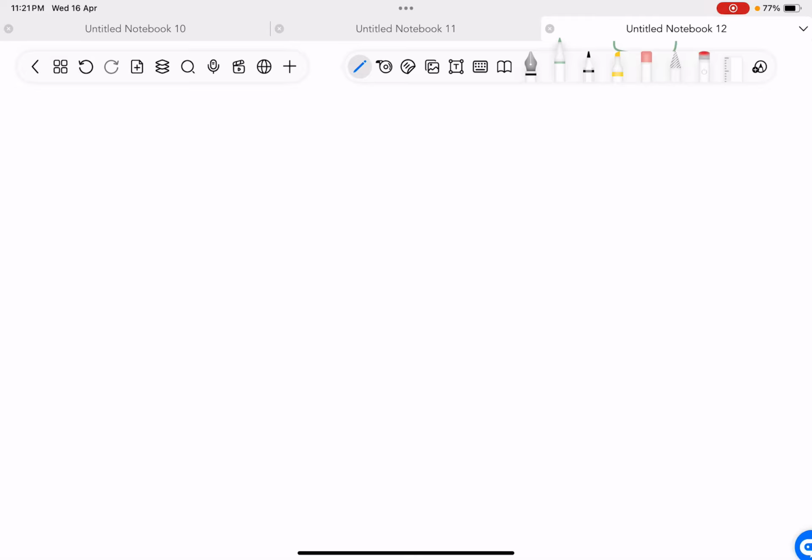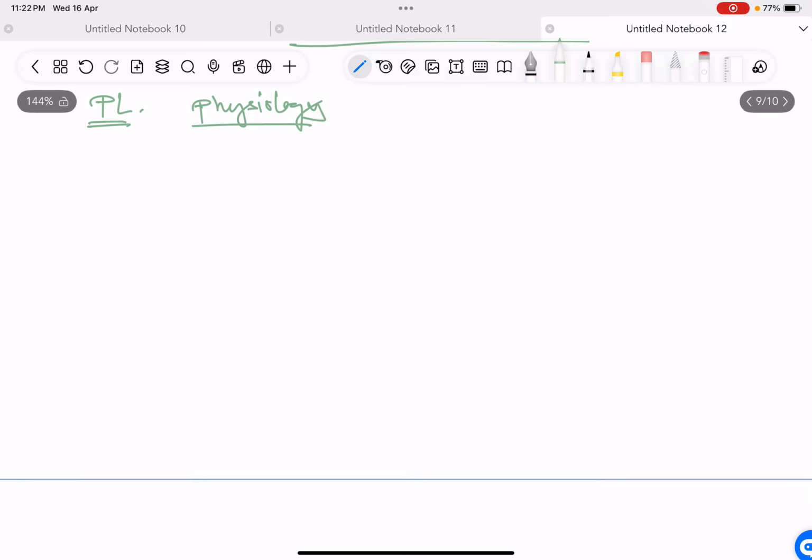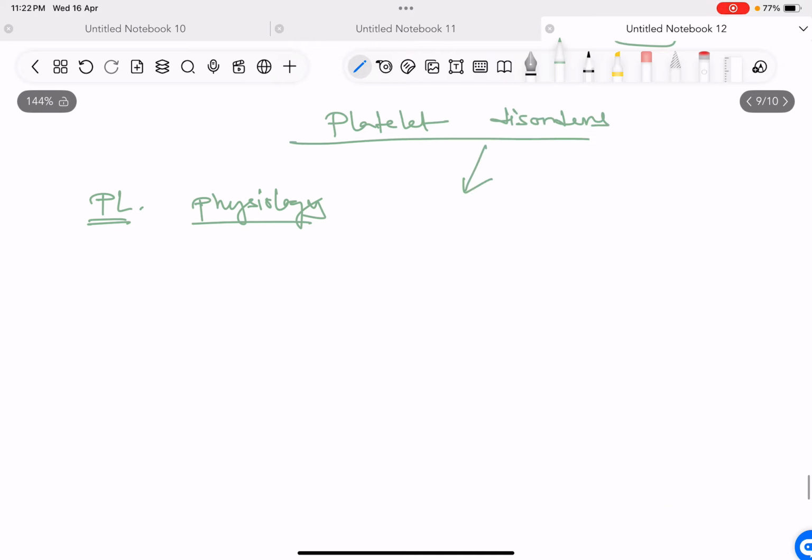Hello everyone. So today I shall be discussing with you the topic platelet disorders. But before we go to the platelet disorders, we'll first learn about the platelet physiology. This is platelet physiology. After that, we'll come to the discussion of the platelet disorders, which are categorized into two groups: quantitative and qualitative.